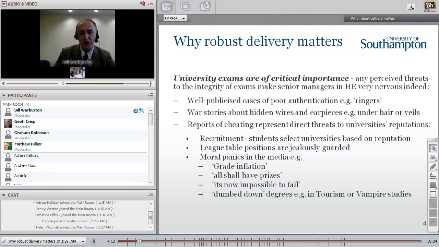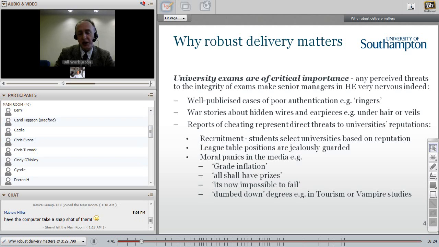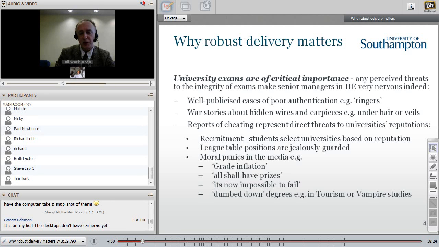This isn't necessarily a particular case in the university where we more or less know who we have, although we have nowadays a cadre of professional invigilators who we would not expect to know the students. There are numerous war stories about wires, hidden earpieces, underneath hair, those of us that have still got it, or indeed veils. We've had some recent ones here, and in particular the well-known one is a fear of people cheating, which of course represents a direct threat to a university's reputation, because these things become widely publicised and make good headlines for newspapers.